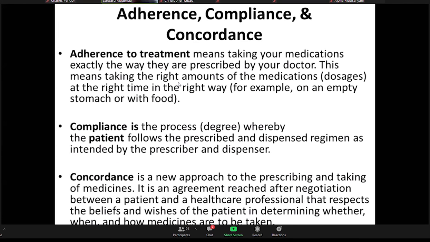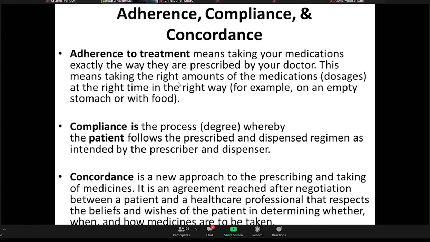And lastly, we talk about adherence, compliance, and concordance. Adherence to treatment is where a patient or a client is supposed to take the medication as prescribed by the doctor, exactly the same way, the right amounts, with or without food, as they should be followed.